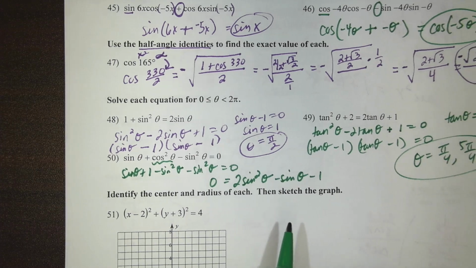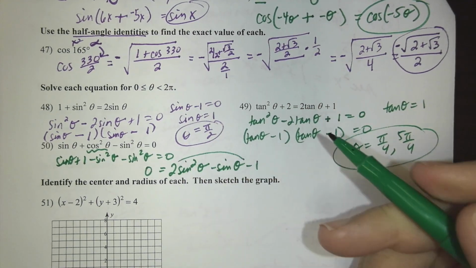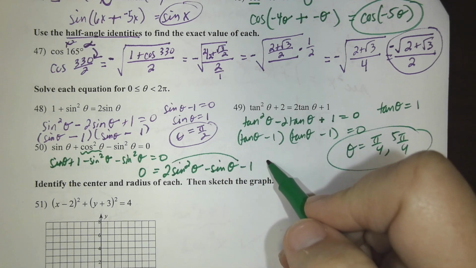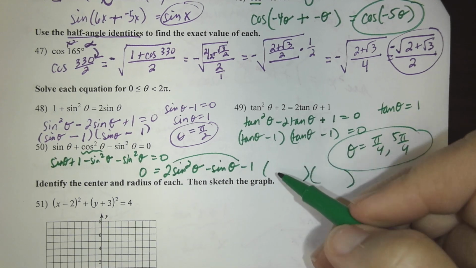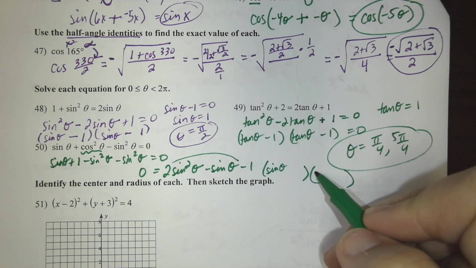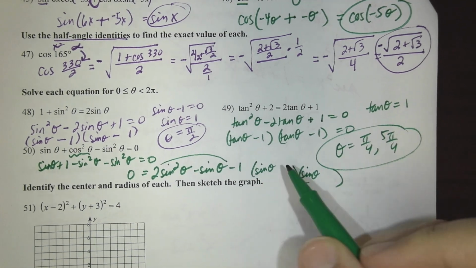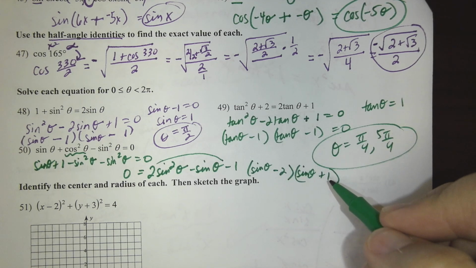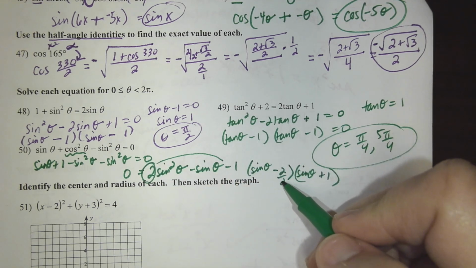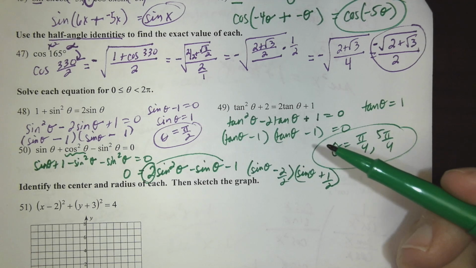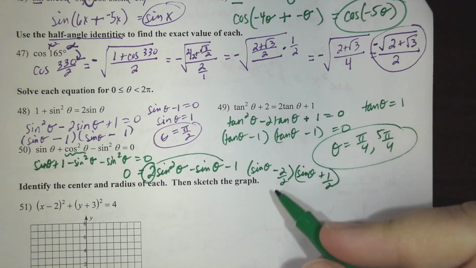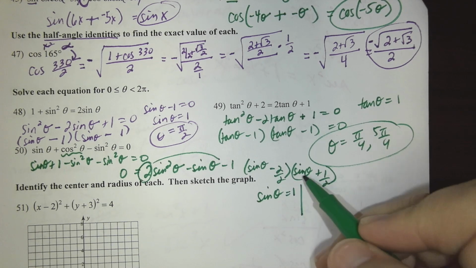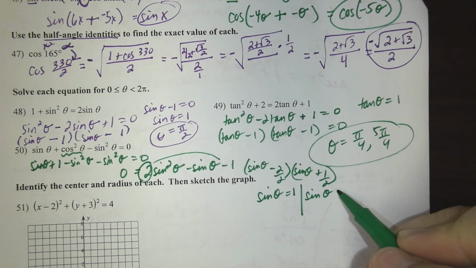And again, this is factoring. So what two numbers multiply to negative 2 but add to a negative 1? And you would put sine theta, and it would be minus 2 and plus 1, multiply to negative 2, but add to a negative 1, and then because there's a 2 in front, we divide. And then setting each one of these equal to 0, you'd have sine theta minus 1, so we'll just say equals 1. And this one is sine theta equals negative 1/2.